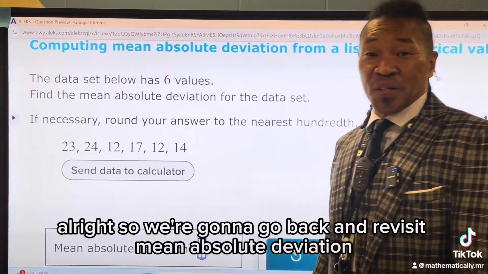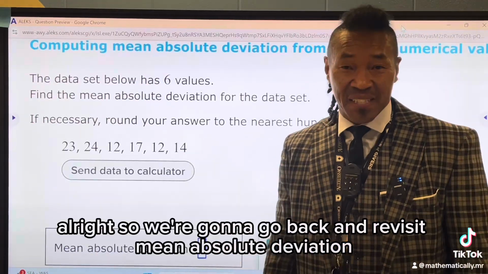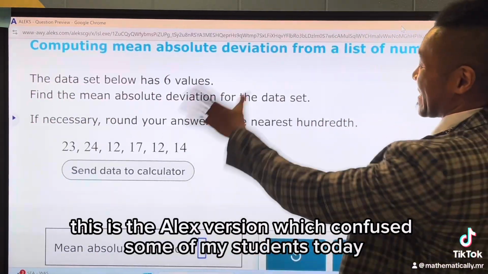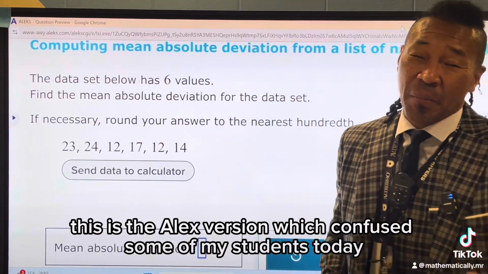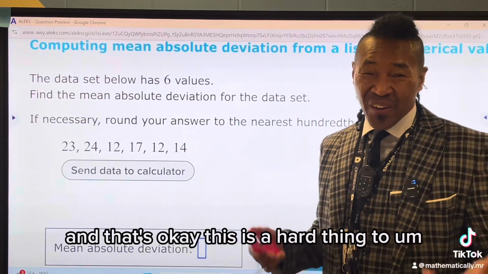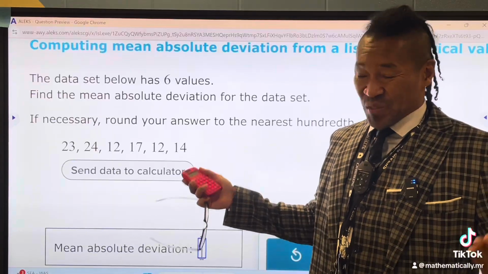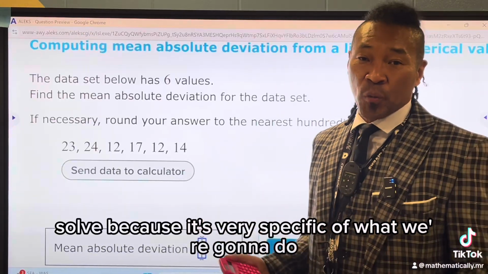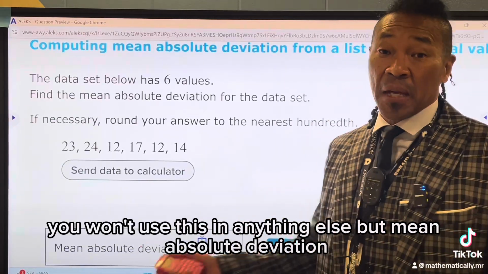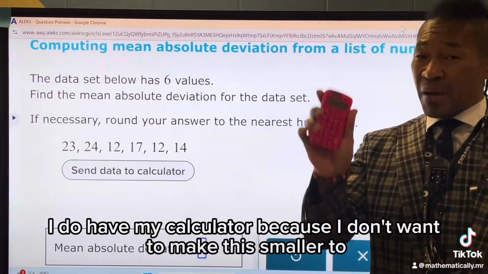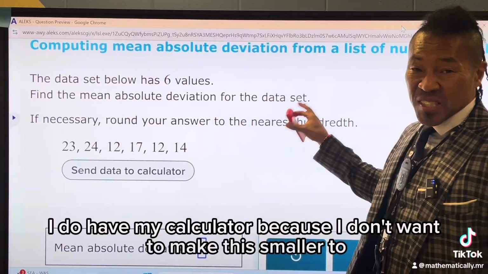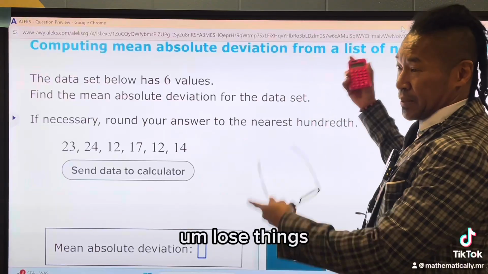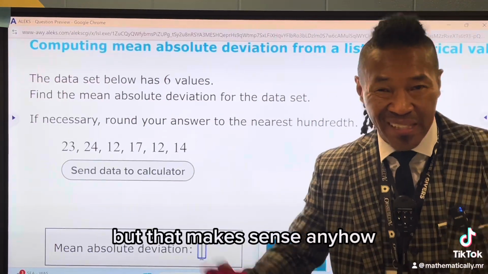All right. So we're going to go back and revisit mean absolute deviation. This is the Alex's version, which confused some of my students today, and that's okay. This is a hard thing to solve because it's very specific of what we're going to do. You won't use this in anything else but mean absolute deviation. I do have my calculator because I don't want to make this smaller to lose things, if that makes sense. Anyhow, let's get right to it.